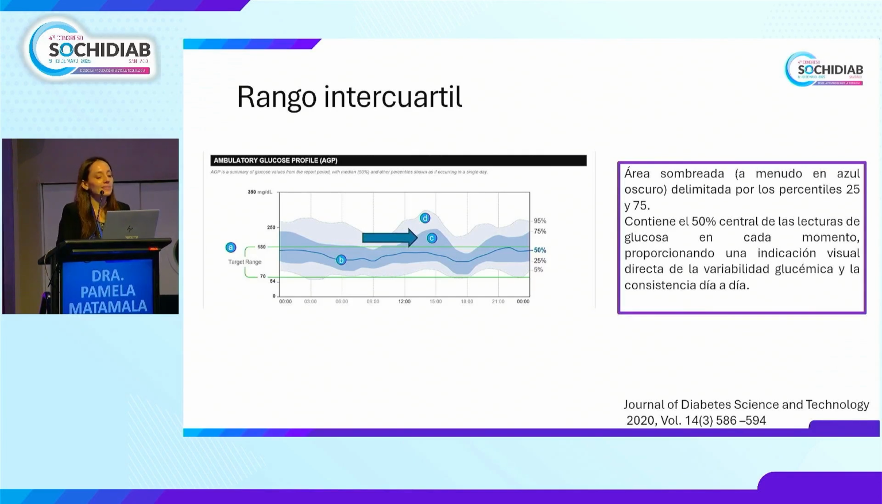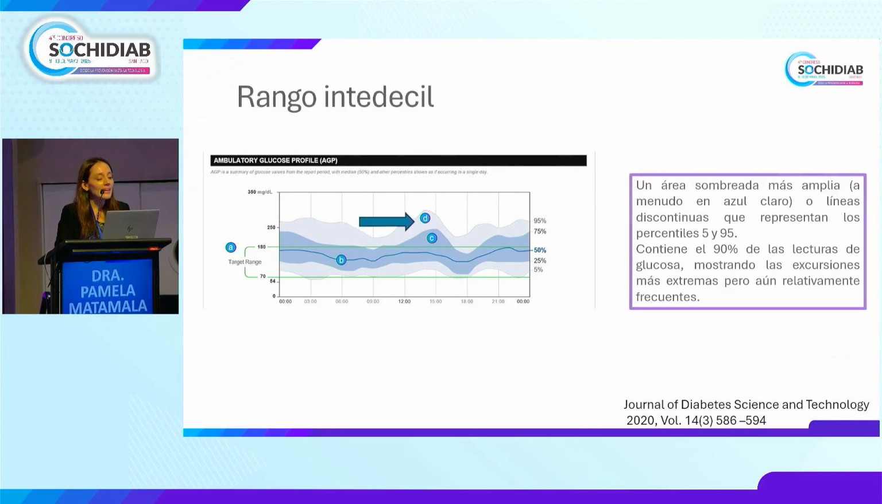Then we have the interquartile range. This is represented here with letter C, this dark shade limited by percentiles 25 and 75, containing 50% of the readings of glucose at each time point. And this gives a visual indication of how the patient is doing day to day and the consistency. This interquartile range identifies mainly consistency in the patterns throughout the day.